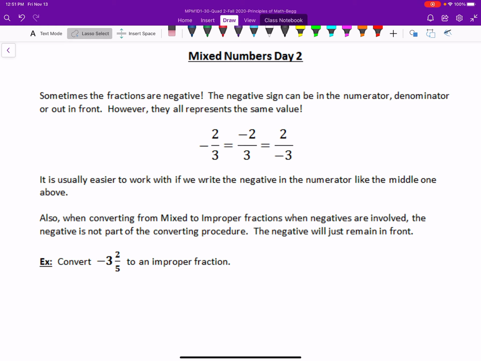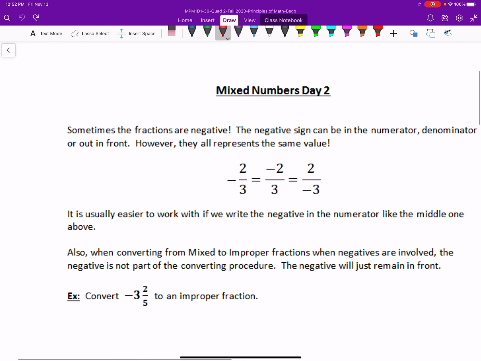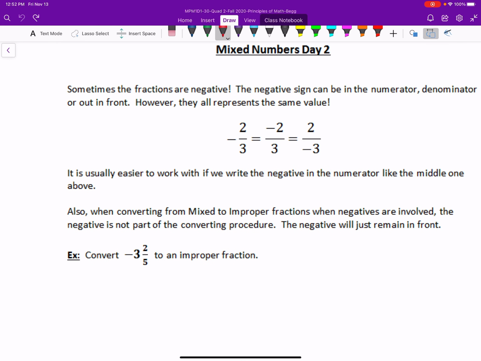It's easier to work with if we write the negative sign in the numerator, like the middle one. So we want to go with this one. Let's make a nice circle around this, not a yucky one. There we go. We want to go with this one. The reason is that, to me, it makes logical sense to think of it on the top there. But mostly it's about consistency.